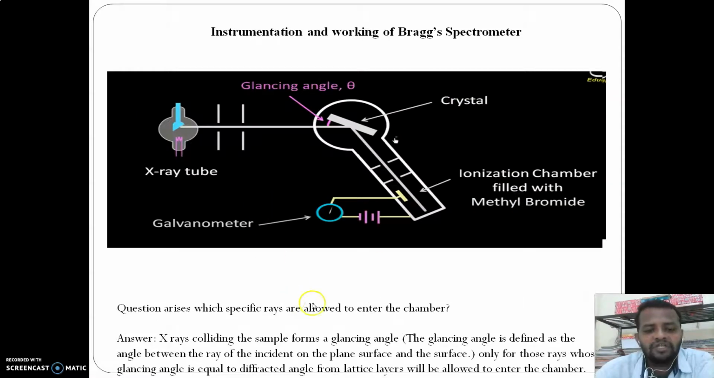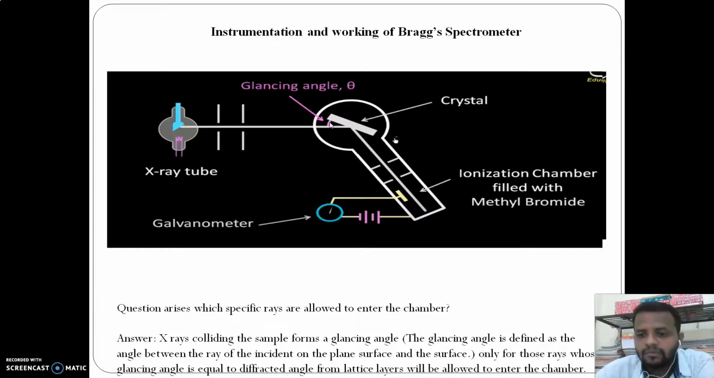Now, the question arises, which specific rays are allowed to enter the chamber? X-rays colliding with the sample form a glancing angle. This is a new term, what we call the glancing angle. The glancing angle is the angle between the incident ray and the plane surface. When the incident ray falls on a plane of the surface, either the first plane, second plane, third plane, fourth plane, or any number of planes, it forms a specific angle. That angle is referred to as the glancing angle.